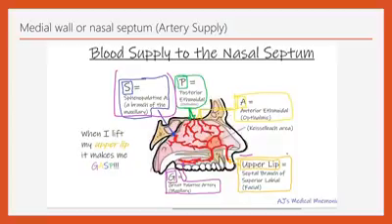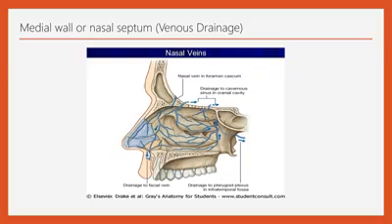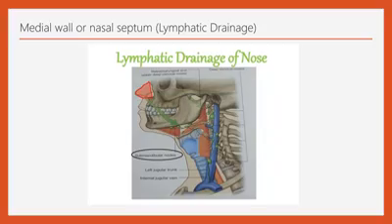Now, if we see the venous drainage, the anterior superior part is drained into the superior ophthalmic vein, and the posterior inferior part is drained into the pterygoid venous plexus. The movable part of the septum is drained into the internal jugular vein through the facial vein, and the upper part of the septum is drained into the inferior cerebral vein.